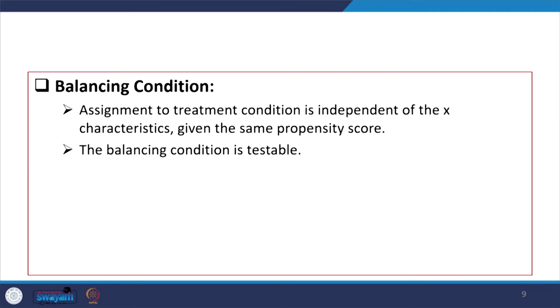Then another one is called the balancing condition assumption, which should also be fulfilled. Assignment to treatment condition is independent of the x characteristics given the same propensity score. So, given the propensity score, the treatment conditions should always be independent of the x. The balancing condition should also be testable. The balancing condition that has been followed in the model should be testable. That is also an assumption.